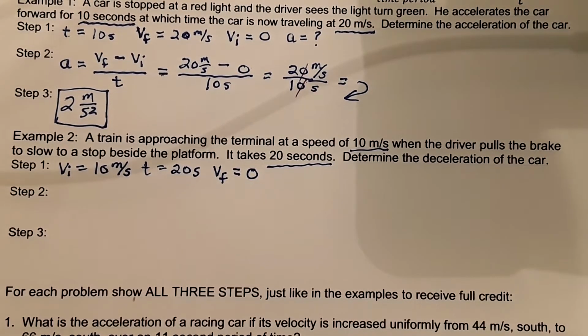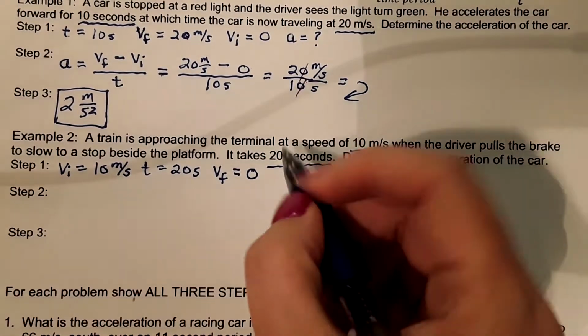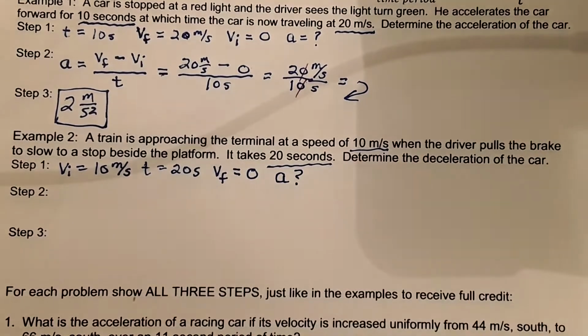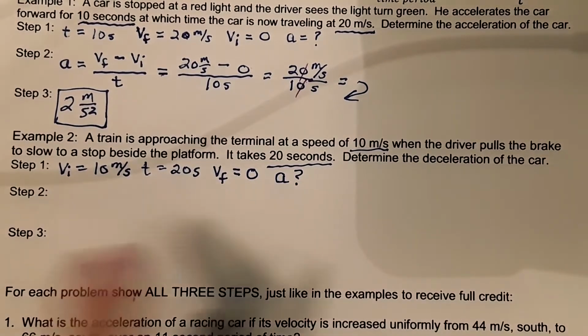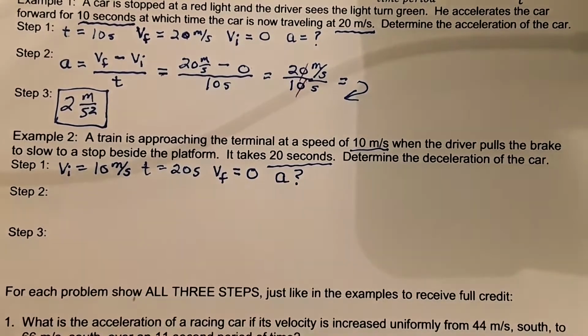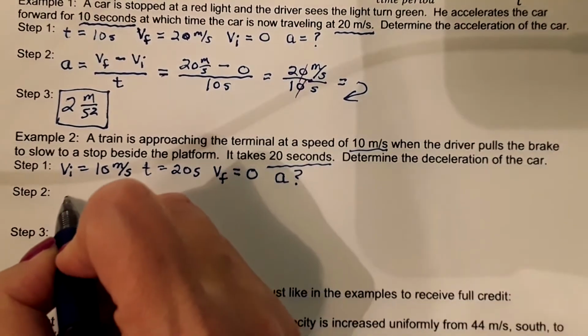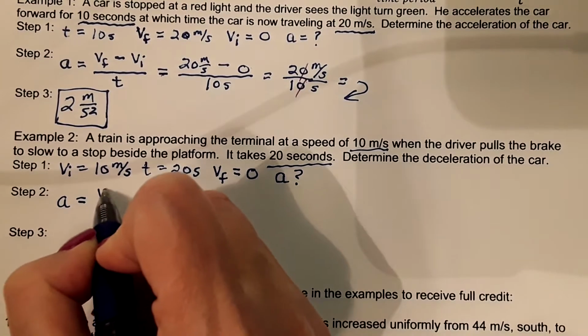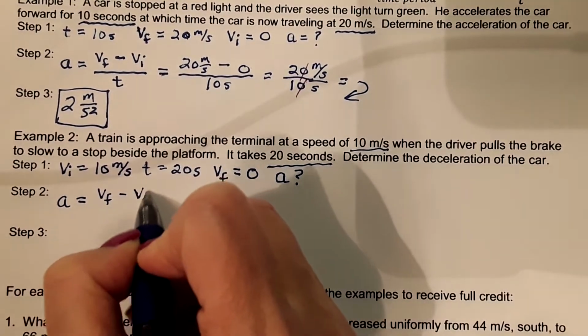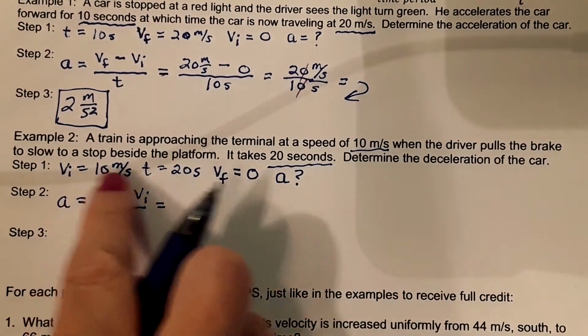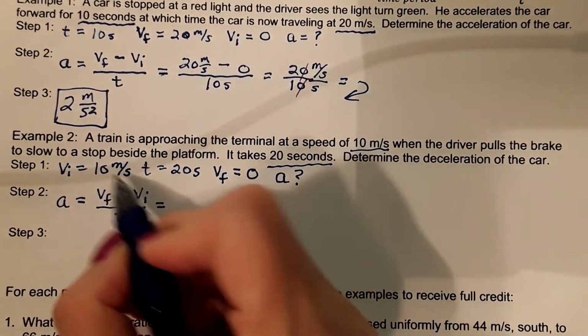Okay. What are we trying to find? We're trying to find the deceleration, which is just the acceleration. But because they're slowing down, we know it's pointing opposite the velocity to slow the train down. So let's take a look. We're going to use the formula A equals V sub F minus V sub I over T. So now we just simply take our information and plug it where it needs to be.